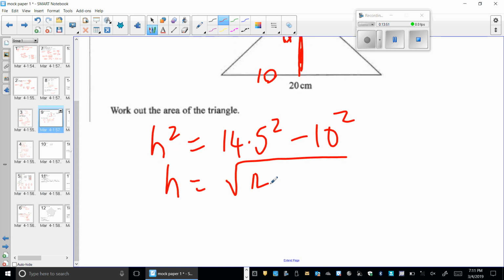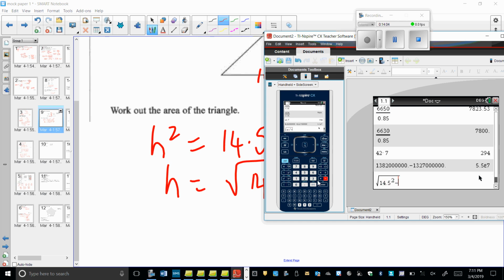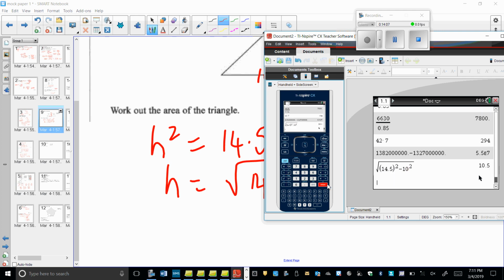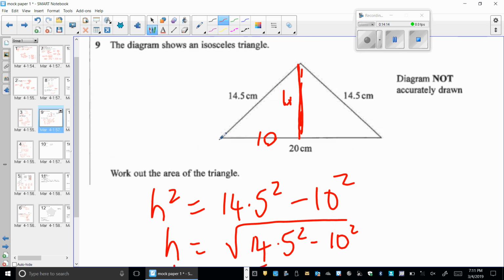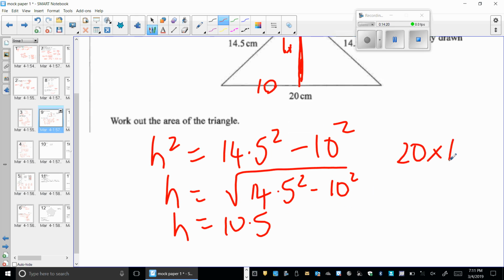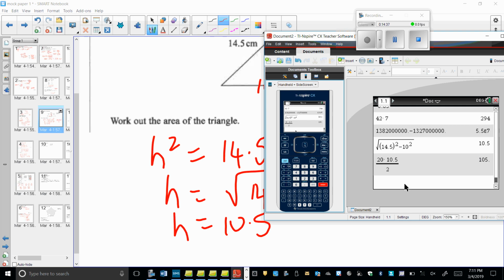So chuck that in the calculator. And that's 10.5. So our height is 10.5, which means that our area would be base times height divided by 2. So 20 multiplied by 10.5 divided by 2 is 105.